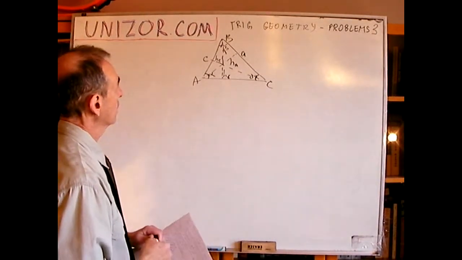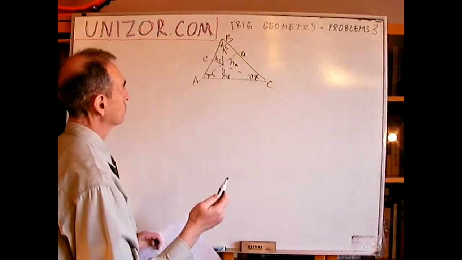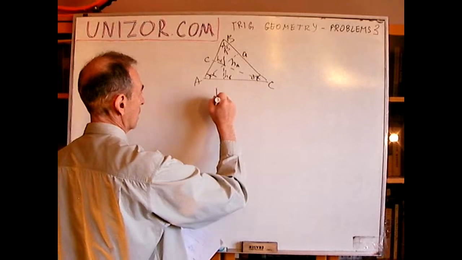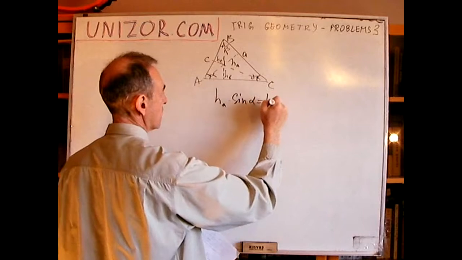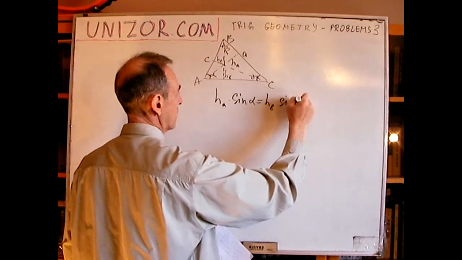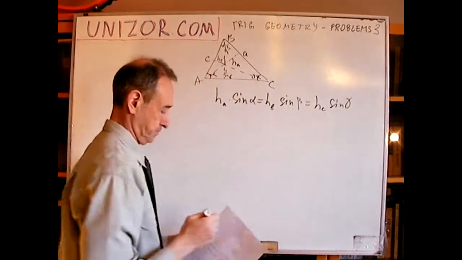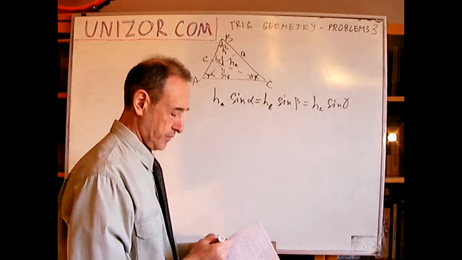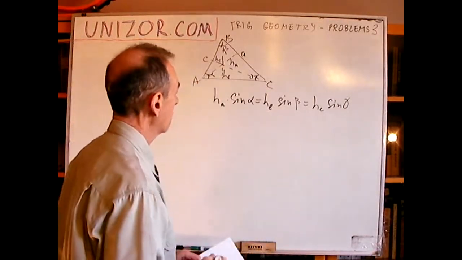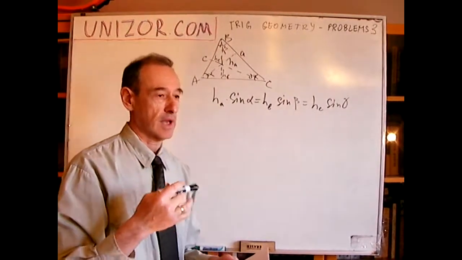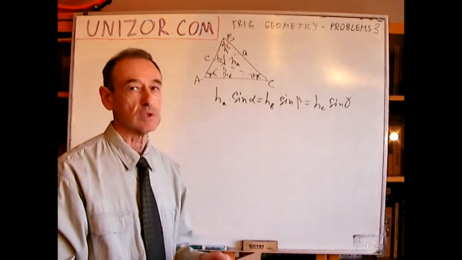So, any triangle, and I would like to prove the following property: HA times sine of alpha equals HB times sine beta equals HC times sine gamma. Well, all problems today will be relatively simple. Now, looking at that, it reminds me immediately of the law of sines. So something should be related to the law of sines.